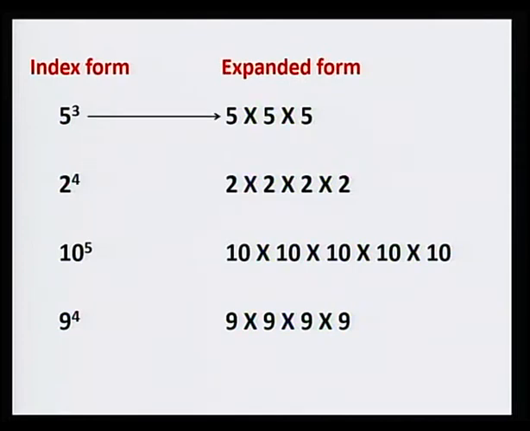So 5 raised to the power of 3 is 5 times 5 times 5. 2 raised to the power of 4 is 2 times 2 times 2 times 2. 10 raised to the power of 5 is 10 times 10 times 10 times 10 times 10. 9 raised to the power of 4 is 9 times 9 times 9 times 9.